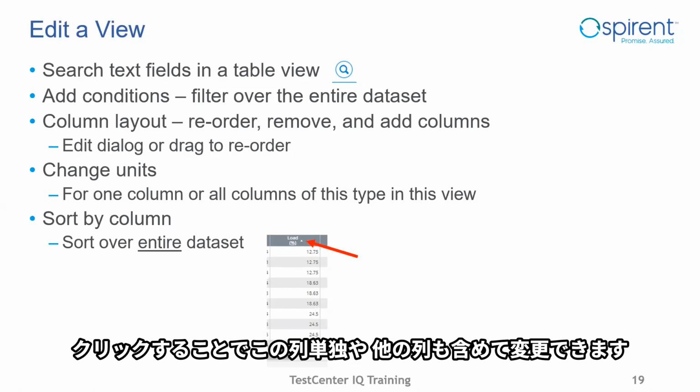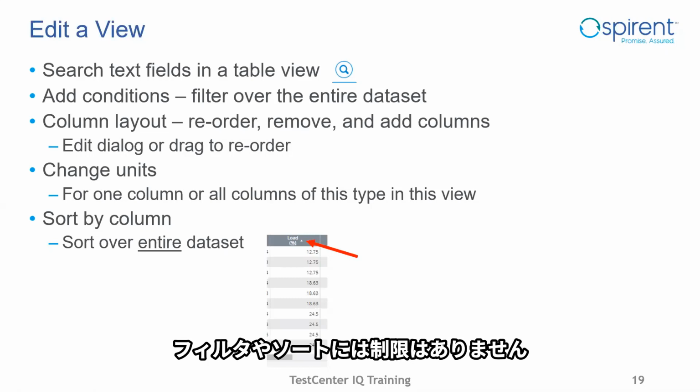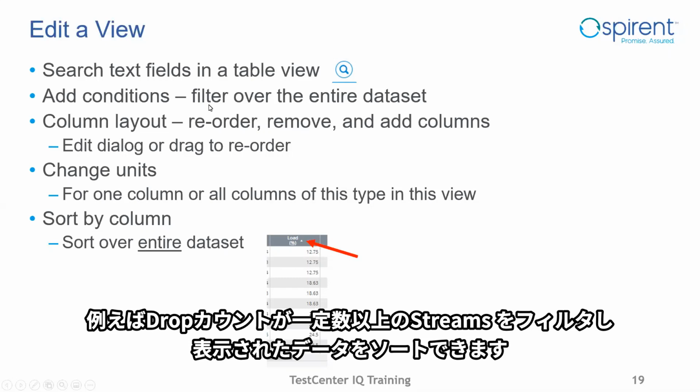The columns also support sort, and this sort is done over the entire current data set returned by the query. So there's no row limit at all. The entire data set in the database has the filters applied to it, if there are any. Let's say you only want streams with drop count over a certain value. And then within that, the sort is applied to your viewing area. That way, no statistics are missed. This is a big enhancement in TestCenter IQ over previous classic results.